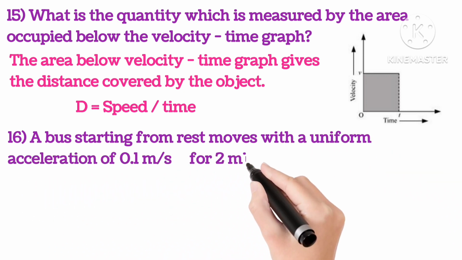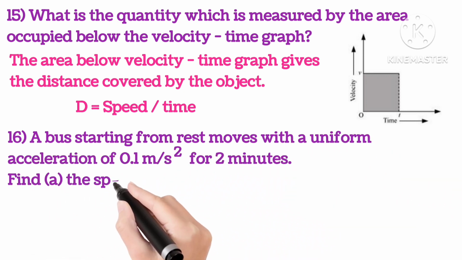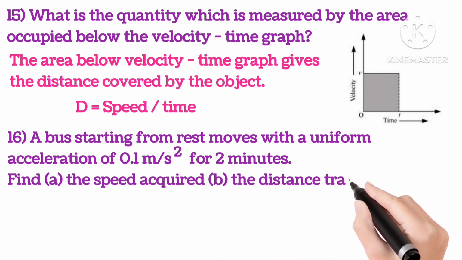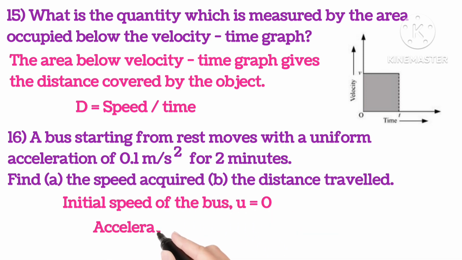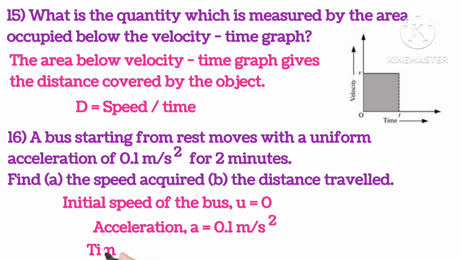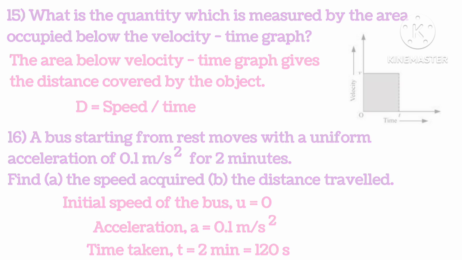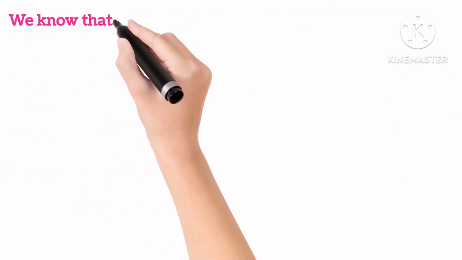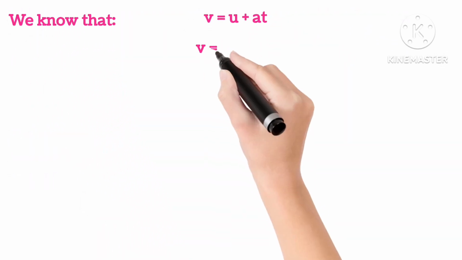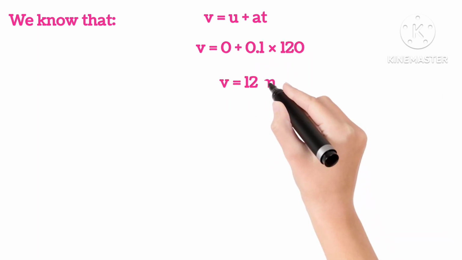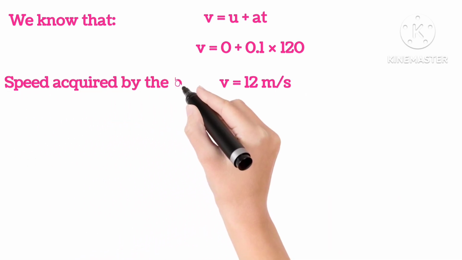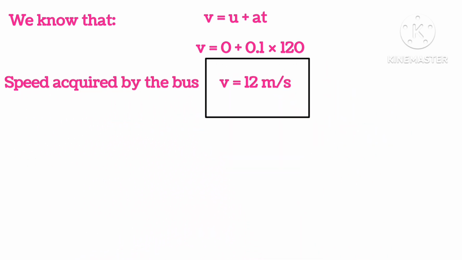A bus starting from rest moves with a uniform acceleration of 0.1 meter per second square for 2 minutes. Find the speed acquired and the distance traveled. So the initial speed is 0. Acceleration given here is 0.1 meter per second square and the time is 2 minutes, which is equal to 120 seconds. So we know that v = u + at. Putting all the values here, we get final speed is 12 meter per second. This is the speed acquired by the bus.